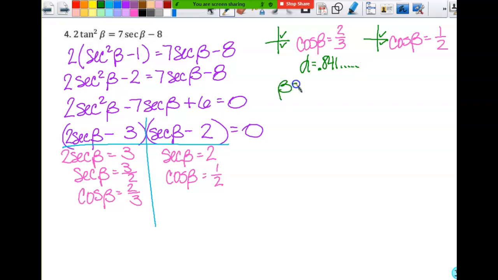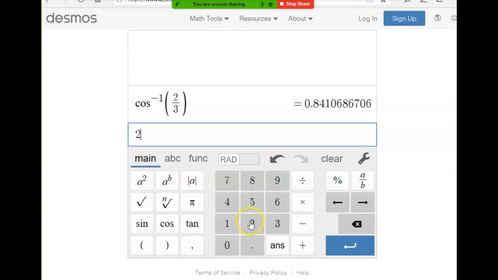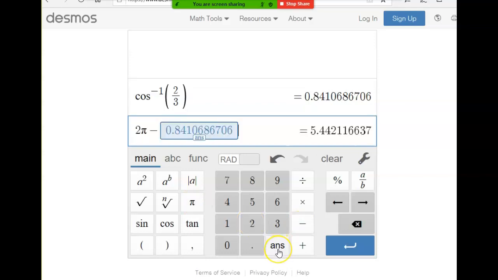So the actual beta that I get here, I will get 2 of them. I actually have to use my alpha, so 0.841 is the first one. And then the second one would be 2 pi minus that. So I'll do 2 pi minus my answer, and that gives me 5.442.